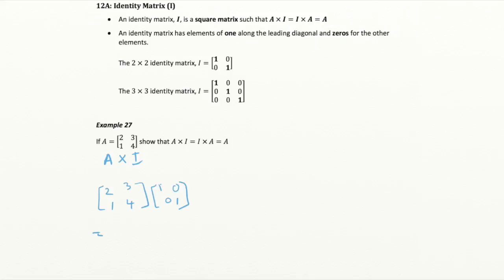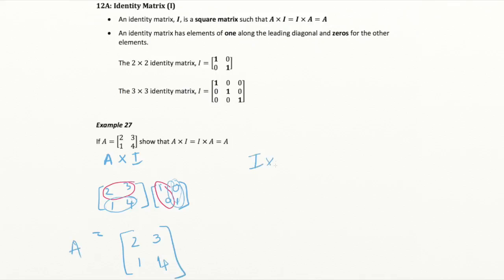Remember, when we multiply by hand, what you need to do is row by column, like that. So what we would have is 2 times 1 plus 3 times 0. I'm not going to write that down. And then we'll have row by column again, 2 times 0 is just 0, 3 times 1 is 3. And then row by column, 1 times 1 is 1, 4 times 0 is 0. And finally, row by column, once again, 1 times 0 is just 0, and 4 times 1 is 4. So as you can see, we're back to matrix A over here.